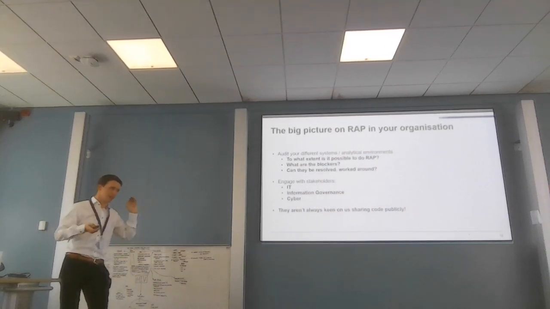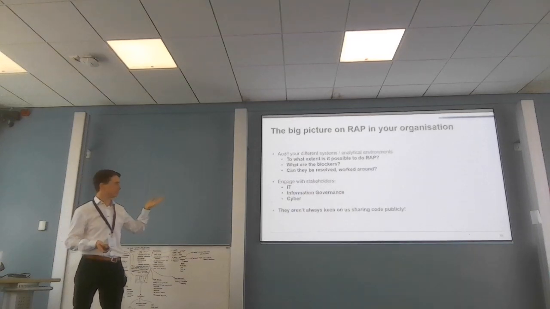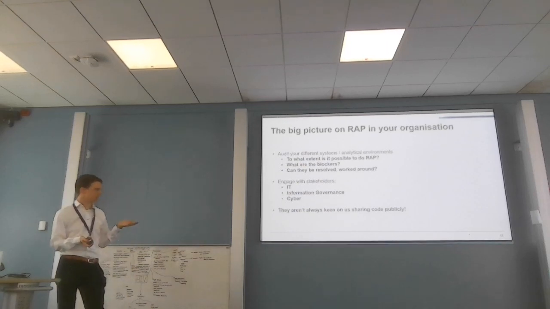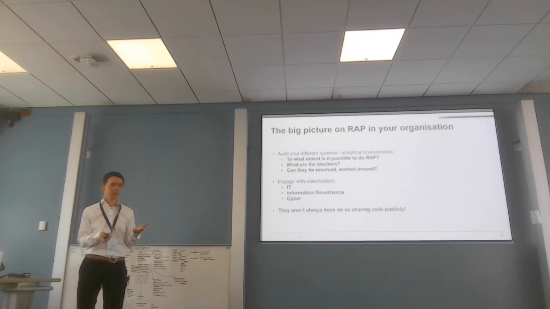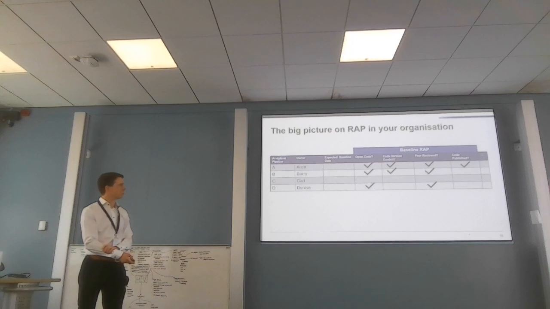And also, you might not know what systems you've got and what they're capable of. So it's really useful to think about the big picture of wrap in your organization and to audit your systems and analytical environments first, and think about to what extent it is possible to do that. What are the blockers? Can they be resolved and worked around? And to engage with stakeholders like IT, information governance, and cyber, because honestly, they're not always that keen on sharing code publicly. But we need to talk them around, or it's something we need to do for various reasons. And then, crucially, it's really important that we actually talk to all of our analytical product owners and understand the maturity of their work.